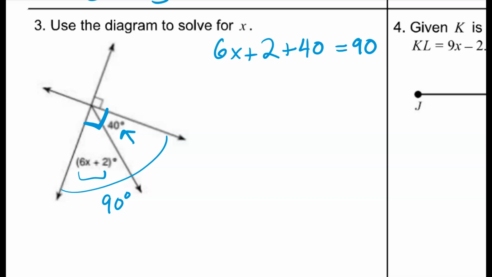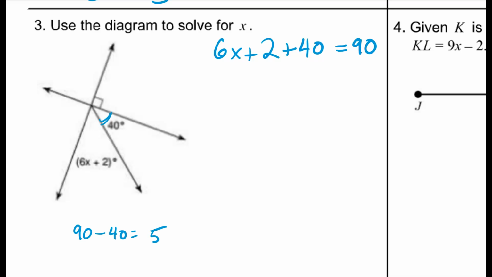a right angle. The other thing that might save you a little bit of work is that if you realize one part of your 90-degree angle is 40, you could subtract from 90 to find out what your missing piece is. So this piece right here should be 50. So to save yourself a little bit of work, you could actually start with the equation 6x plus 2 equals 50, because this representation of the angle should be the same as the angle measurement.